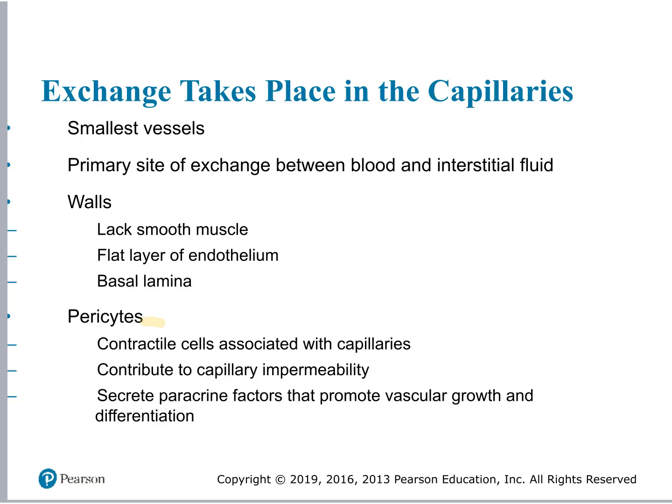On this slide, I just want to point out the pericytes. We're going to look at pericytes again when we get to the urinary system. Pericytes are cells that surround the capillaries. The higher the concentration of pericytes, the less permeable the vessel is going to be. Pericytes can help control the rate of exchange between the capillaries and the tissues that surround them.